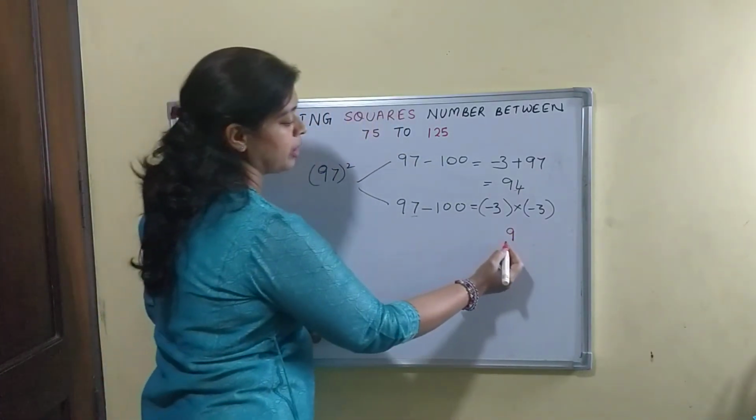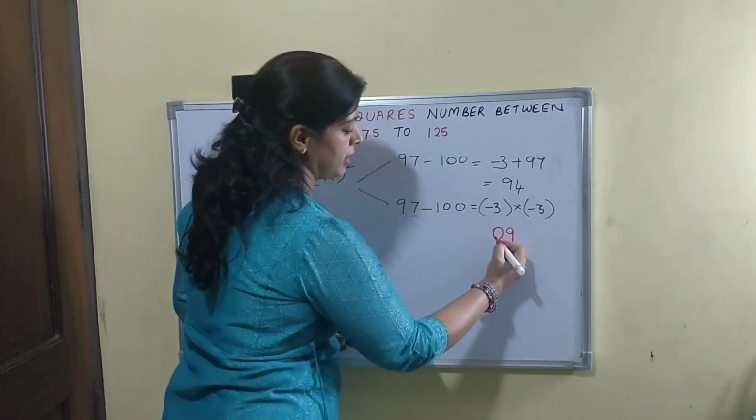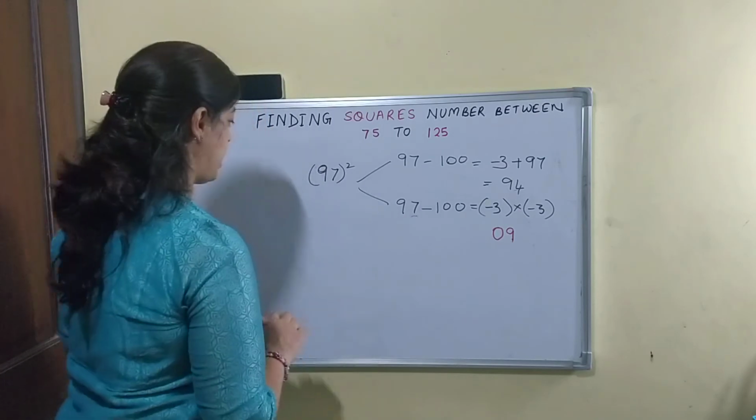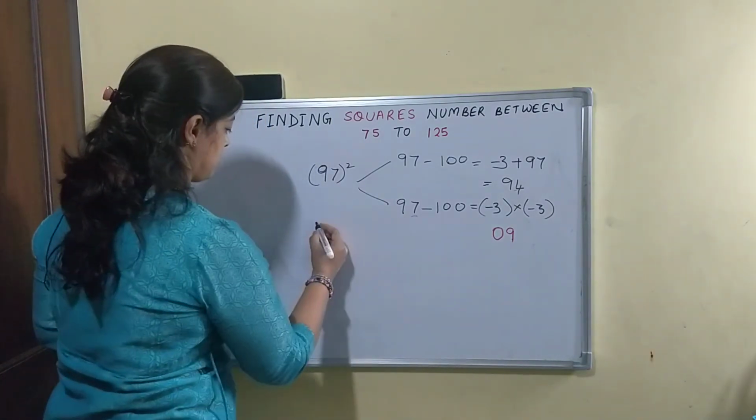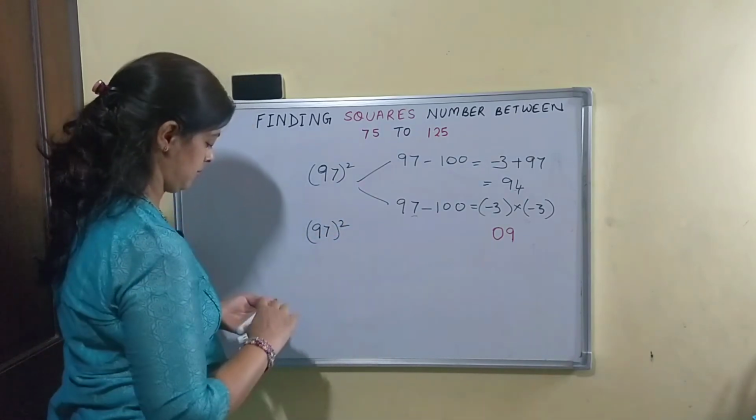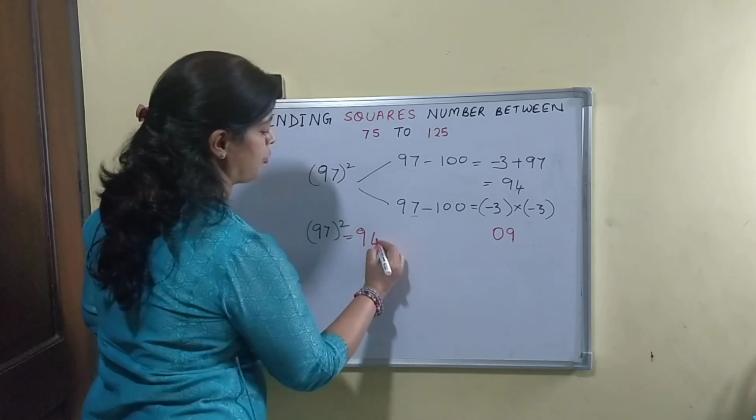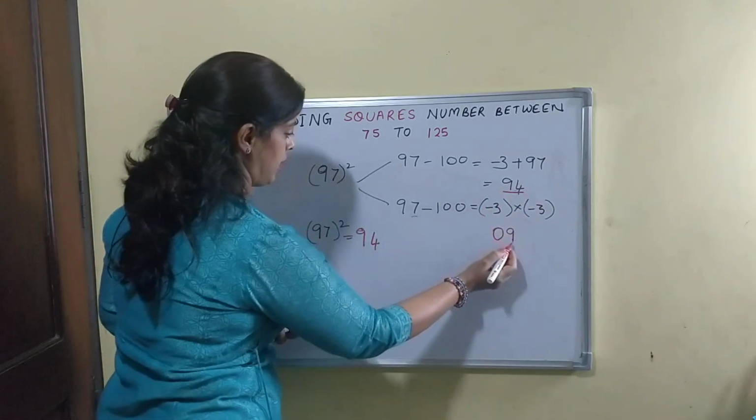Over here I have to take 2 digits. So I write a 0 in front of 9 in the tens place. So my answer is 97 square is 9, 4 from here and 0, 9 from here.